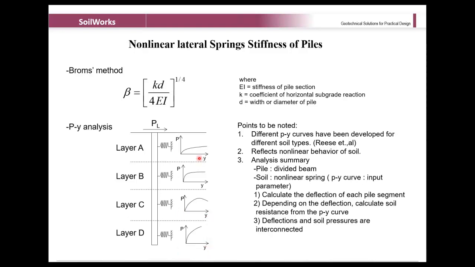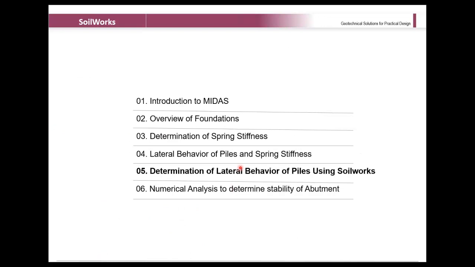Using these curves we calculate the stresses, based on your settlement as well as deflection. We keep on iterating to obtain a correct value. This analysis is based on the finite difference method. Now we will be using SoilWorks to determine your lateral springs, and how they are determined, we will be seeing now.